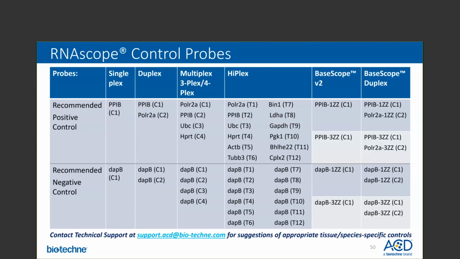For duplex assays, we recommend a duplex positive control with POLR2A and PPIB, and a duplex DapB negative control. For multiplex assays, we recommend a 3-plex or 4-plex positive control comprising POLR2A, PPIB, UBC, and HPRT, and a negative control with 3-plex or 4-plex DapB. Lastly, the high-plex assay includes a 12-plex positive control, which is species-specific, and 12-plex DapB negative control probes. Listed in this table are the housekeeping genes that make up the mouse 12-plex positive control probe.